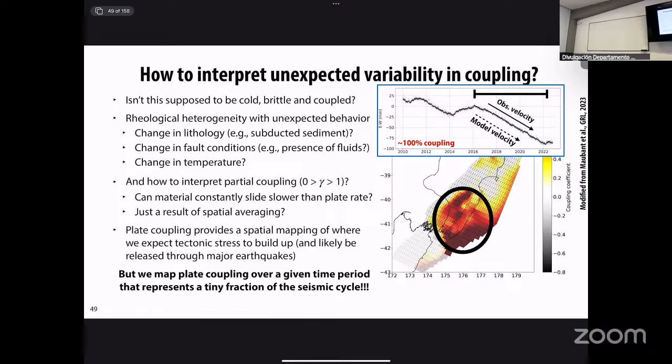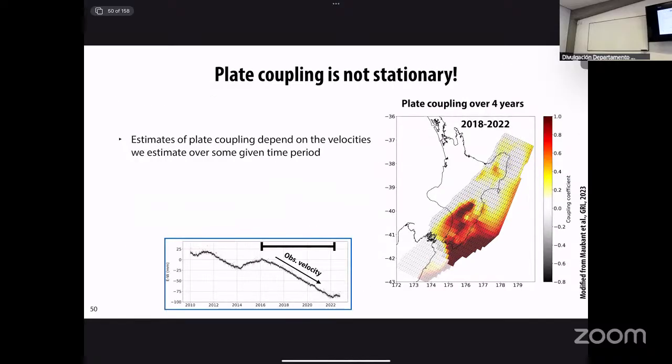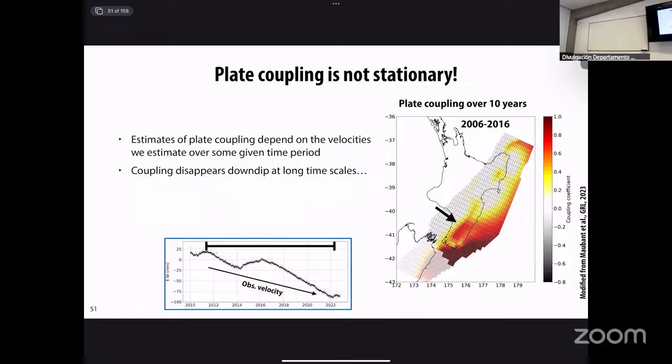But the problem that we're going to be talking mostly about today is we took this observation here over a certain time period. And that observation will change if we change the time period over which we estimate that velocity. So here we might expect 100% coupling if we take this time period. But if we now take a longer time period, and I'll just show you how that changes, we would expect a smaller velocity, because we have these wiggles, these ups and downs in the time series. And so if you look at the coupling down dip of that locked zone, it changes by quite a bit. It reduces the area by about half, and that changes then the earthquake that you'd expect.